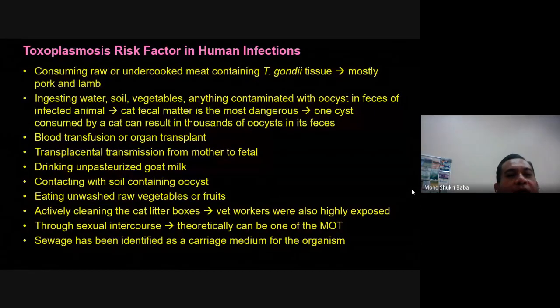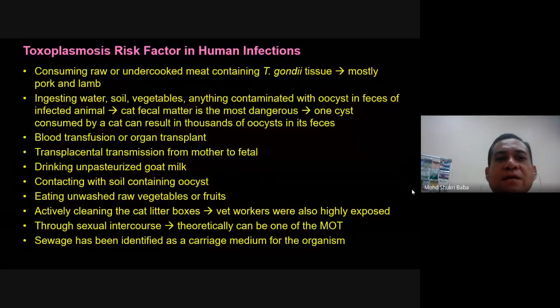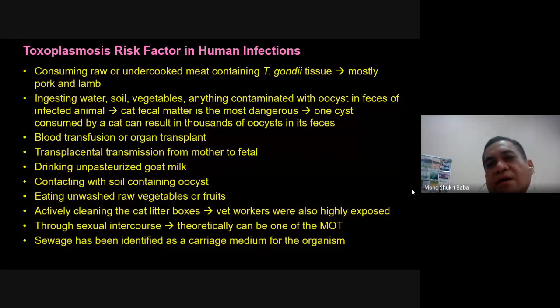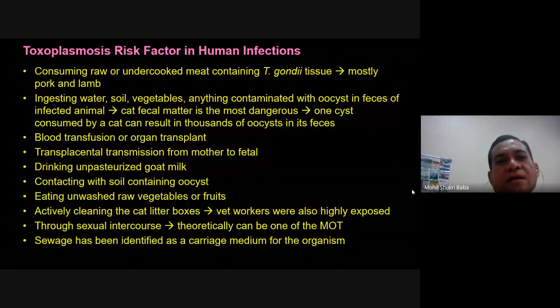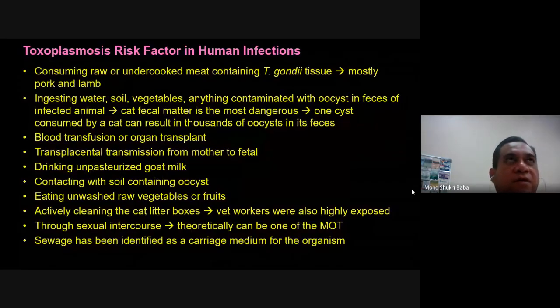Okay. Ingestion of water, soil, vegetables or anything contaminated with oocysts in the feces of infected animals. Cat fecal matter is the most dangerous. One cyst consumed by a cat can result in thousands of oocysts in the feces. So if a cat consumes just one cyst, it will result in 1,000 oocysts in its feces. So it's very, very dangerous.